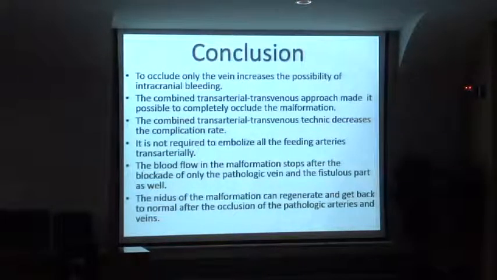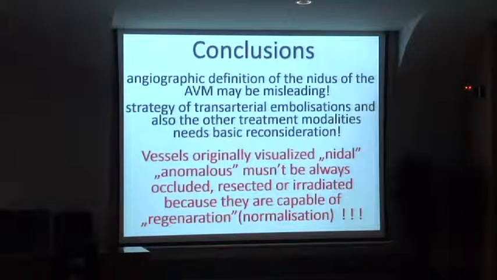So arteriovenous malformation is not arteriovenous, it's a capillary venous pathology, and the target for occlusion is the venous system. The nidus of the malformation can regenerate and get back to normal after the occlusion of the pathological artery and vein. So vessel anomalies originally visualized mustn't always be occluded, resected, or irradiated because they are capable of regeneration and normalization. Thank you.